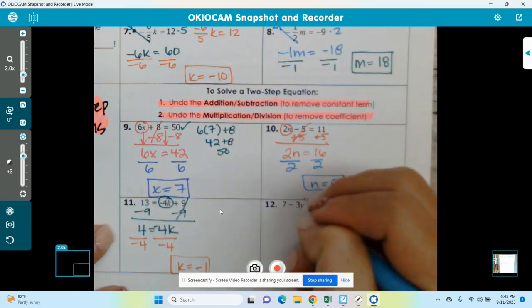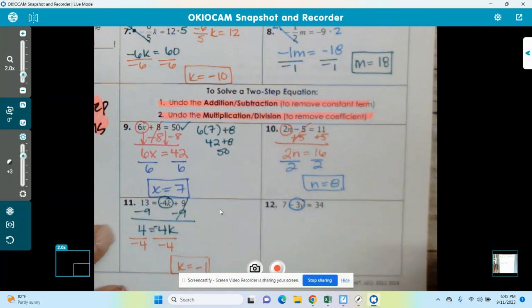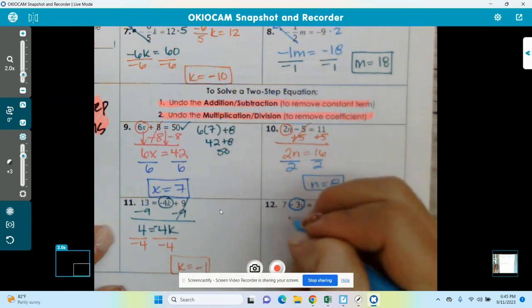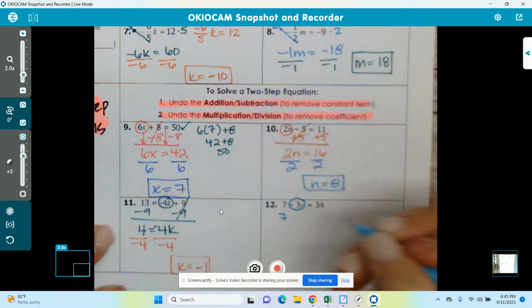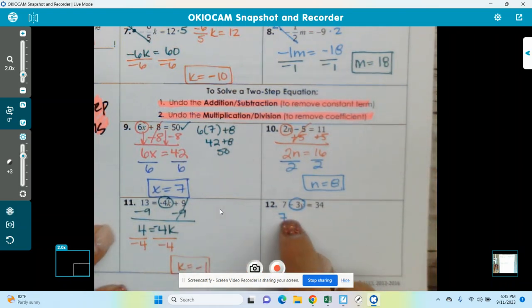All right, so 12 is a little tricky. We've got negative 3y here. Okay, so I need to move that 7. A lot of people get distracted by this minus sign. But if I were to add 7, 7 plus 7 would give me 14. That is not what I need to do.